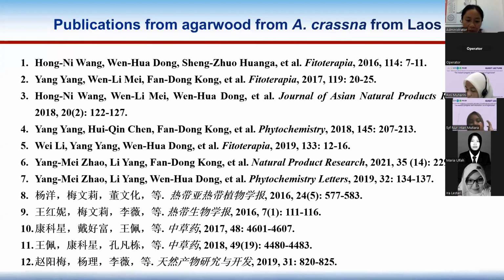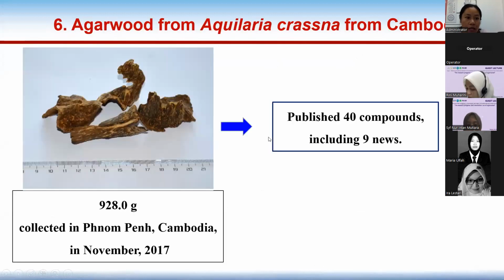And here are the publications from agarwood from Aquilaria crassna from Laos. Totally we have 12. And the 6th sample is also from Aquilaria crassna. We published 40 compounds, including 9 new ones. And this sample is from Cambodia.